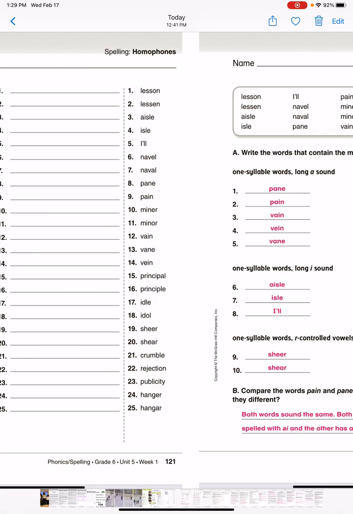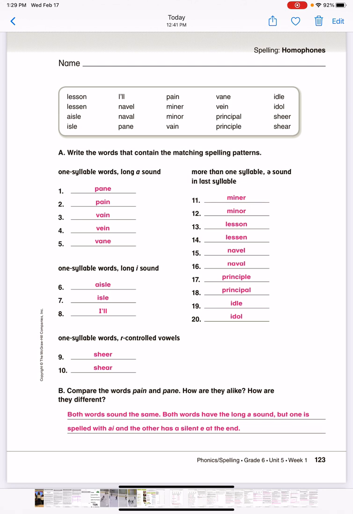So, moving along, on the sort page, we're talking about the syllable sounds, the ones that have a long A. Pain, vein. Long I for aisle. Okay, we have the one-syllable words with the R-controlled vowel. Ear. And then basically 11 through 20 is kind of the everything else sound. That upside down E, that's the schwa, that's the sound.